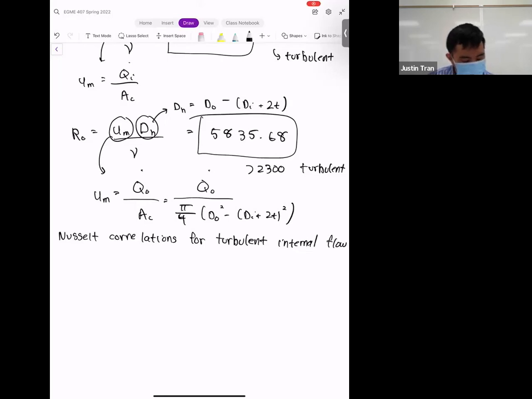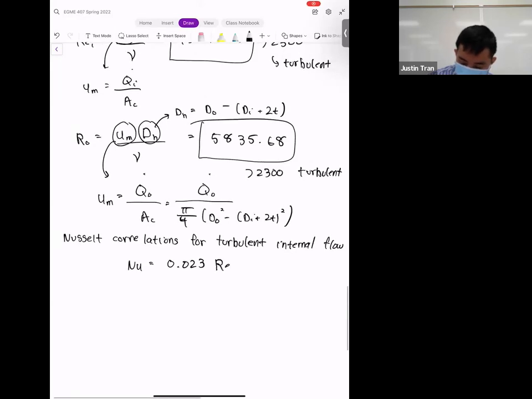Okay. And so the Nusselt correlation for turbulent internal flow is Nu equal to 0.023 times the Reynolds number to the 4/5 multiplied by the Prandtl number to the n. Remember, n is either 0.3 or 0.4, depending on whether the fluid is being heated or cooled. Once we have the Nusselt number, we can compute the convection coefficient, h multiplied by the diameter divided by the thermal conductivity.